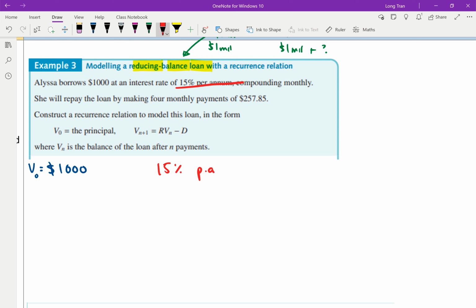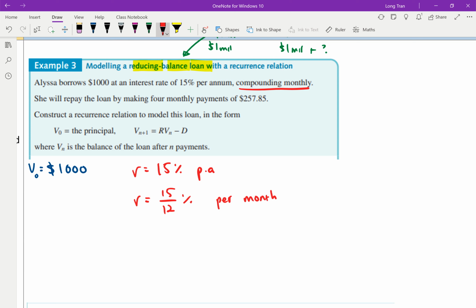Okay? But notice that they said compounding monthly. So it's not that every year they charge the interest. Every month they compound this. So they charge the interest every month. But that means the rate changes. So the rate is not 15% per annum. The rate now is 15 divided by 12, because there are 12 months in a year, percent. So that's the rate per month.